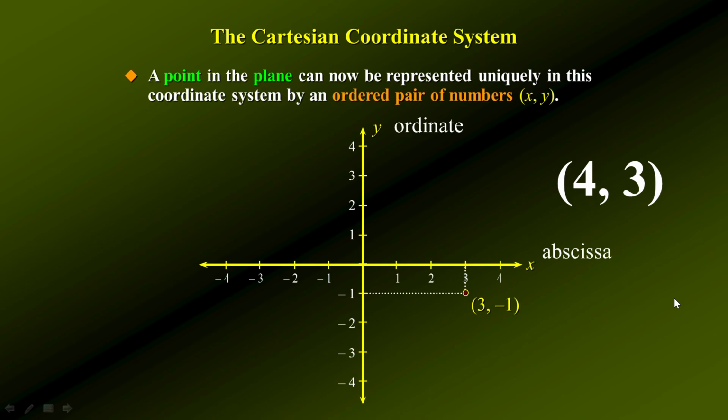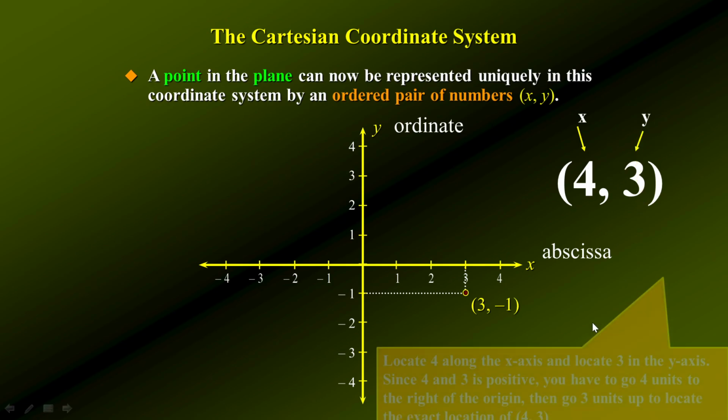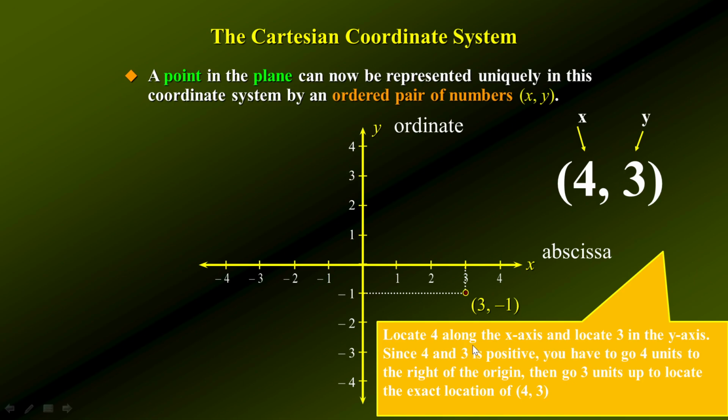Okay, so next, if we have here a point 4 and 3, how are we going to plot this one? So it is very easy. So this will be our x coordinate and our y coordinate. So first is you are going to locate 4 along the x-axis. Ibig sabihin dito, kasi positive siya, so to the right. Then, locate 3 in the y-axis. Ibig sabihin, eto rin kasi positive, pataas po.